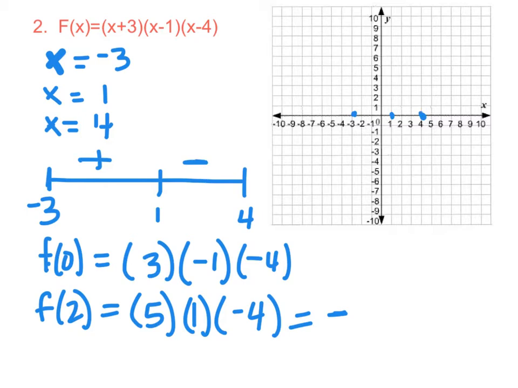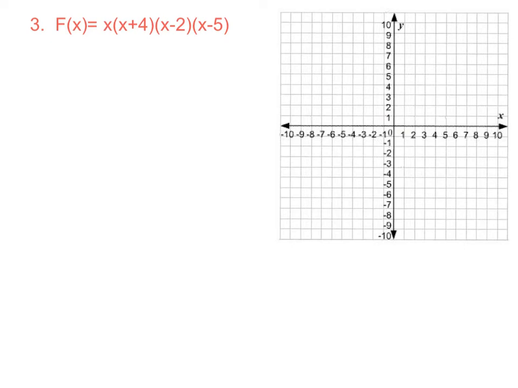Okay, so if we look at our sign chart, what's happening here is between negative 3 and 1, the function is positive. So the function will go above the x-axis like that. Now if we look between 1 and 4, the function is negative, which means the function will go down. So the function will look something like that.